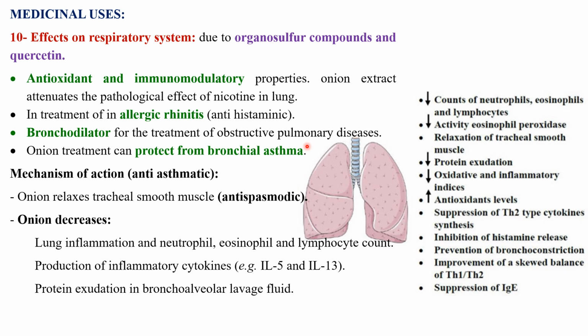Onions also exhibited a bronchodilator effect, which is beneficial for the treatment of obstructive pulmonary diseases. It can also protect from bronchial asthma. The mechanism of onion as an anti-asthmatic supplement depends on the fact that onion relaxes the tracheal smooth muscle, or has an antispasmodic effect. Onions also decrease the lung inflammation and the neutrophil, eosinophil, and lymphocyte count.